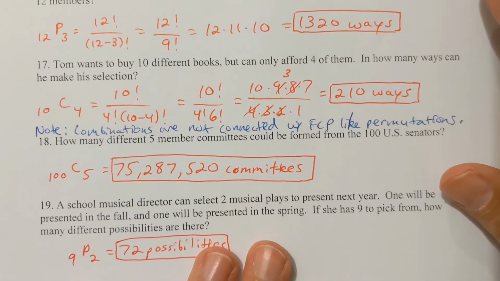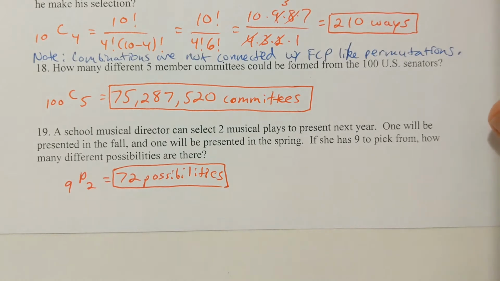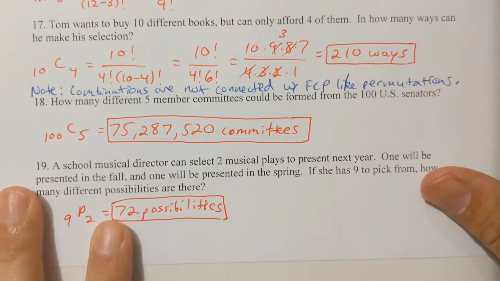So remember that a permutation and combination are both where an object cannot be repeated. And with a permutation, order matters, and with a combination, order does not matter. Okay, we did problem 17 there.